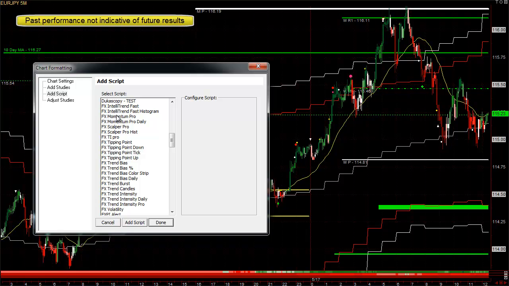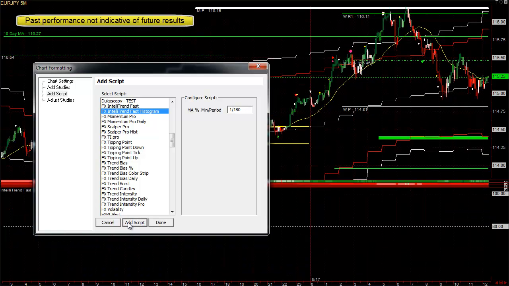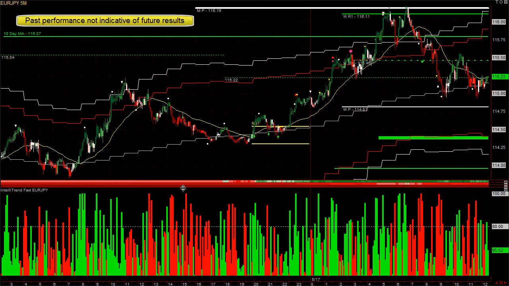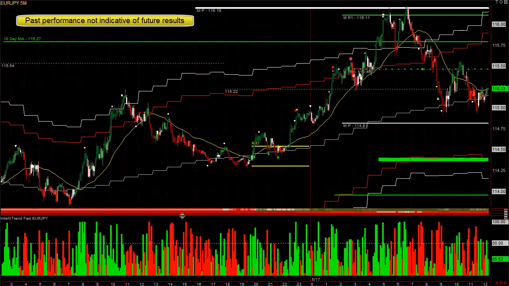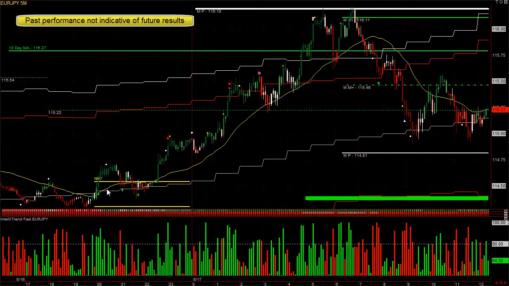So we're going to put the IntelliTrend Fast on here. This is a bar-by-bar analysis tool, how strong or weak the market is, and it's very fast. So first of all, even before this thing broke out, we had a little bit of weakness, a little strength. The weakness subsided right here, and when it broke out and was above the hourly, you're in, and you can see pretty much strength all the way up.